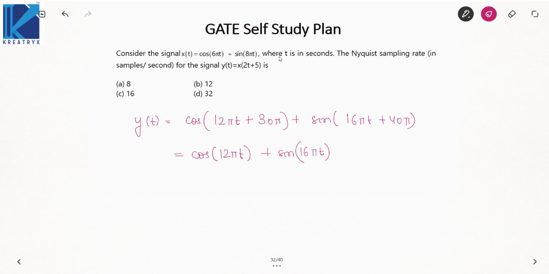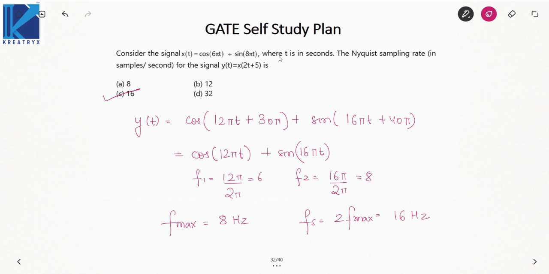Okay. Now, the frequency of the first signal is 12 pi by 2 pi, that is 6. Frequency of the second one, 16 pi by 2 pi, that is 8. What is the maximum frequency? Out of 6 and 8, the maximum frequency is 8 Hz. So the Nyquist sampling rate is 2 times the maximum frequency, that is 16 Hz. So the answer would be C.